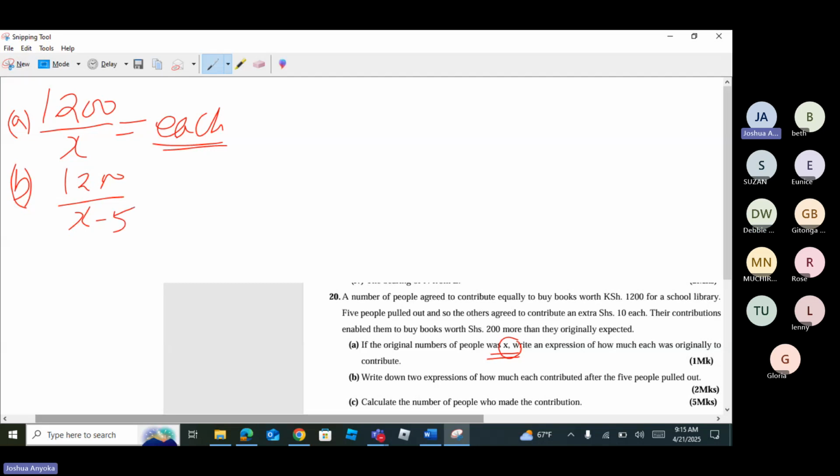Yes, another one. The other one is 1200 over X plus 10. Plus 10. It is either you are in agreement or you have something else. You can unmute yourself and give us the response. Well, it's like we are in agreement. If you are in agreement, you raise up your hand.